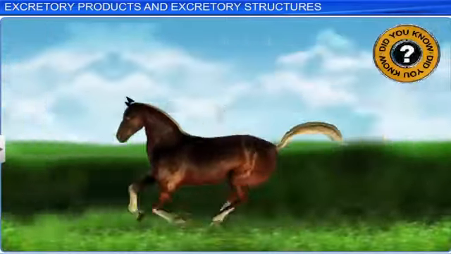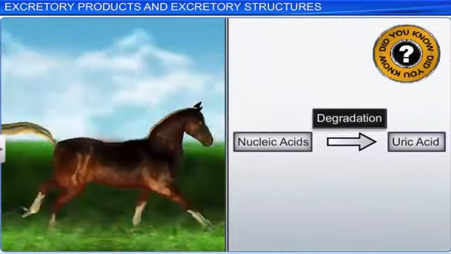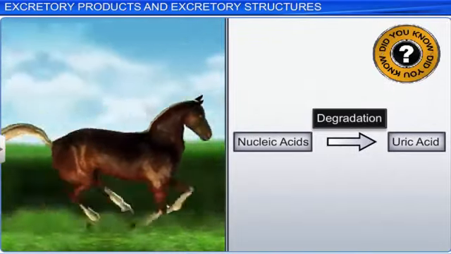Did you know that in mammals, uric acid is formed by the degradation of nucleic acids and is excreted as a part of urine?